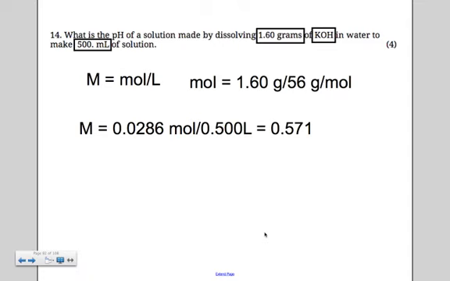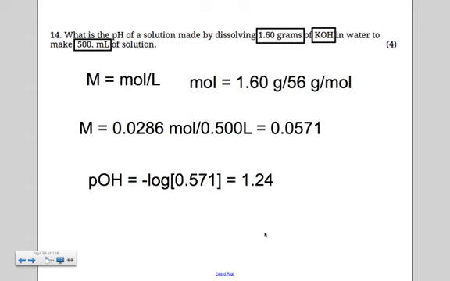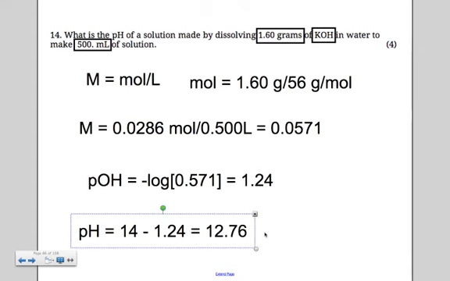But again, don't move too quickly and just do the negative log of that. We do need to do the negative log of that to get the pOH, which is 1.24. That's good, but it's not the answer because the question wants pH. So I have to do 14 minus 1.24, which is 12.76. That's the final answer that the question is looking for.